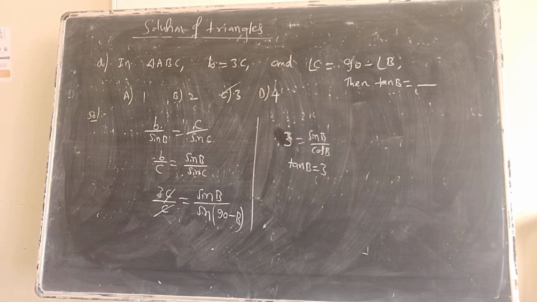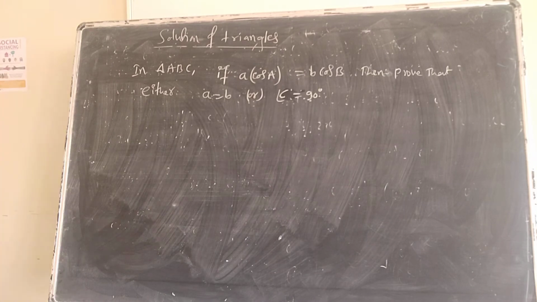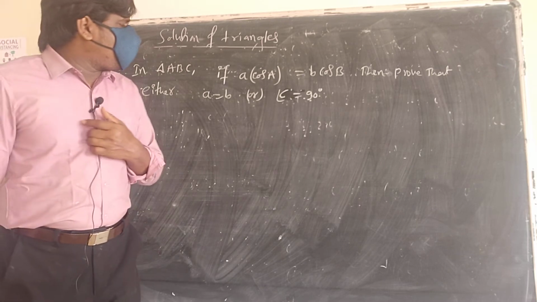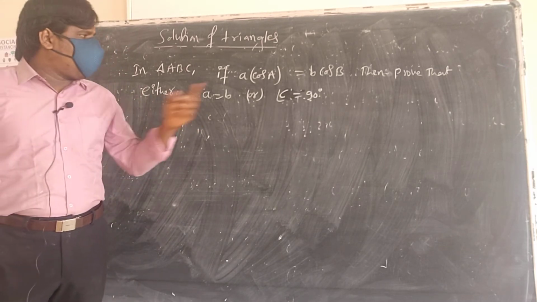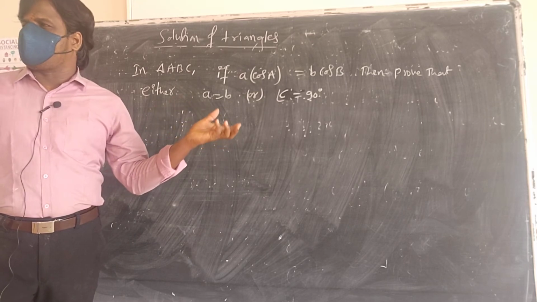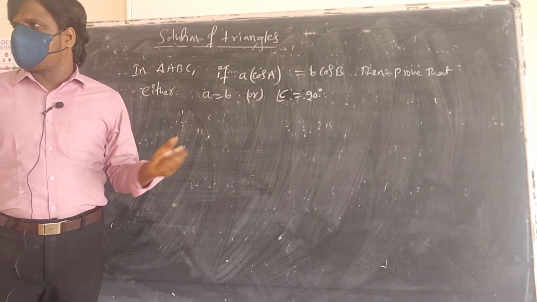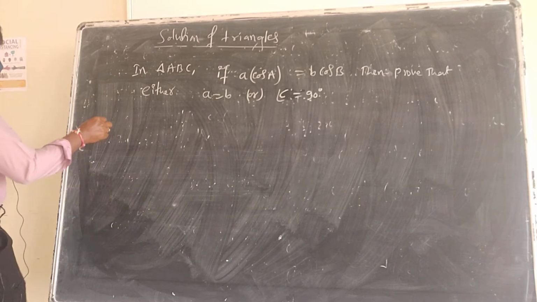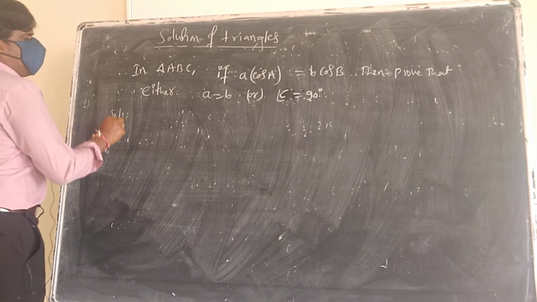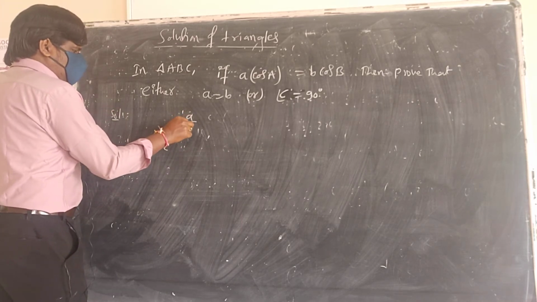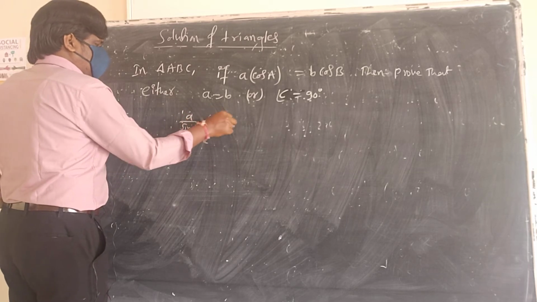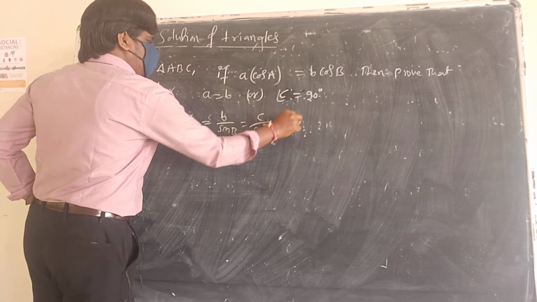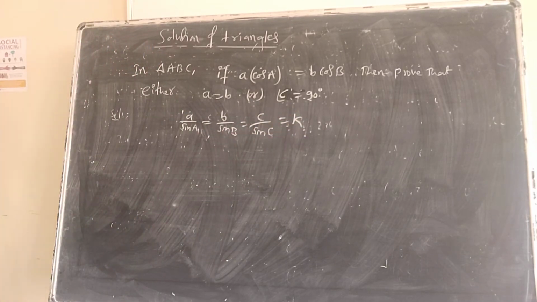Okay, this is an application. See here, the question is, in a triangle ABC, if A cos A is equal to B cos B, then we have to prove that either A equal to B or angle C equal to 90. It can be asked from both points of view, otherwise JE also they may ask. Both chances are there, right? Now see here, what we can say in this question, I gave you that A by sine A is equal to B by sine B, and C by sine C is equal to K. You can take K or 2R, your wish.